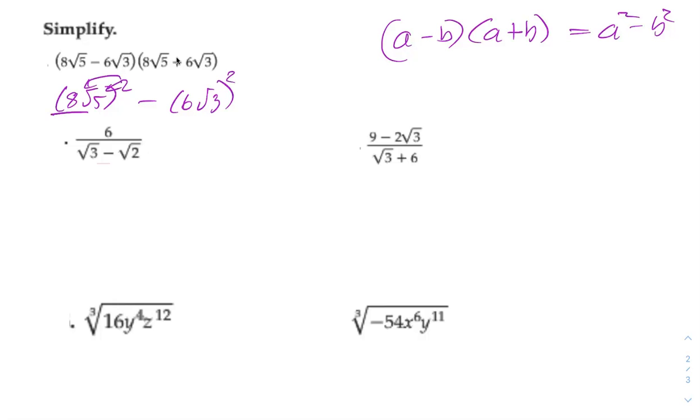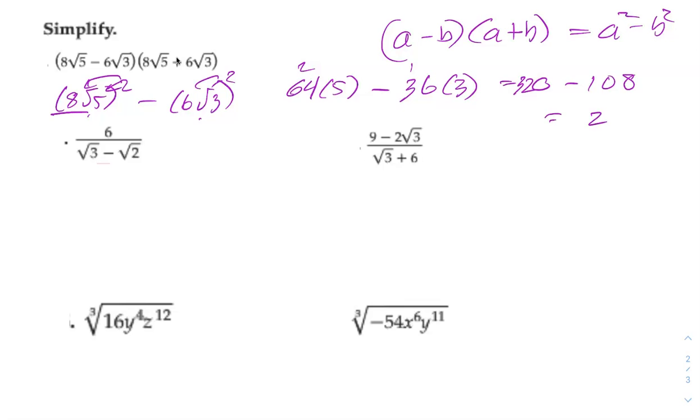The square of 8 is 64. Radical 5 squared is just 5. Minus, same thing here. The square of 6 is 36. Rad 3 squared is 3. So I get, what is that? 320 minus 108. So you get 212. And there we go. That's the answer there. And so it's pretty.